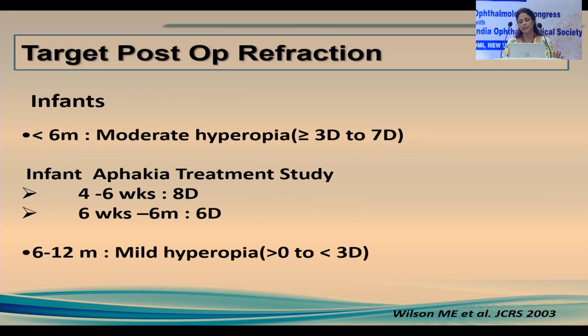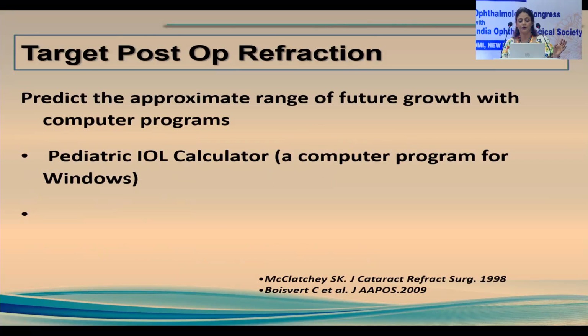For infants with bilateral cataracts, less than 6 months, now I started implanting IOLs even at 4 months. Earlier I was doing it after 6 months, but now at 4 months I've seen it's better to implant the IOL. So I'm aiming for a moderate hyperopia, depending upon the other eye factors, of 3 to 7 diopters. Infant Aphakia Treatment Study also recommended the same. For 6 to 12 months, I am aiming for a milder hyperopia of roughly less than 3 diopters.